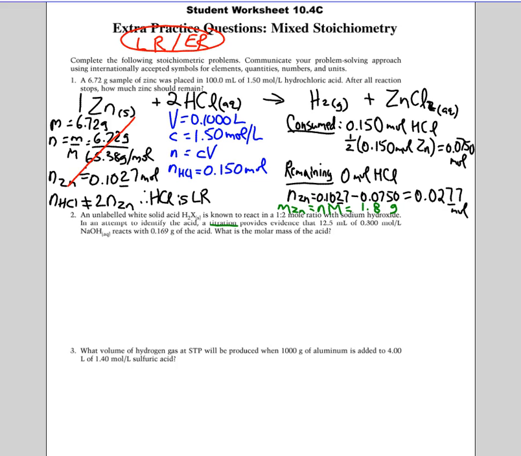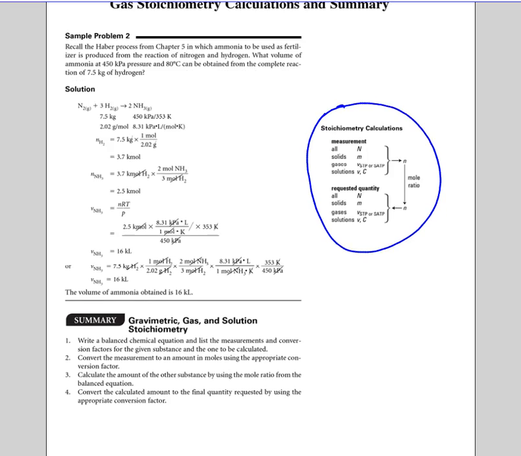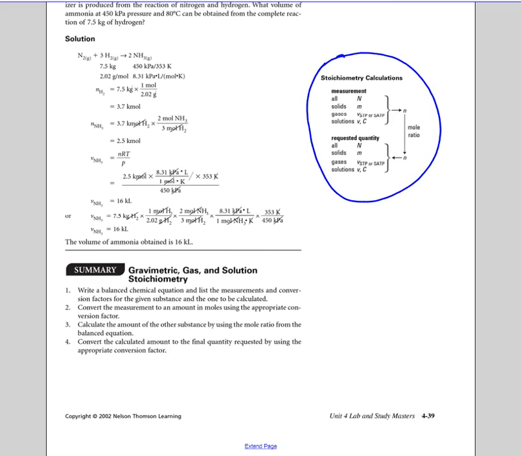And in this worksheet here, you'll just be applying this process over and over again of balancing the equation, converting or applying what they call conversion factors for the given substance and the one to be calculated. The conversion factor might depend on the state of matter. The amount in moles is always going to be eventually related by a mole ratio to the other reactant or product, and then finally converting back.